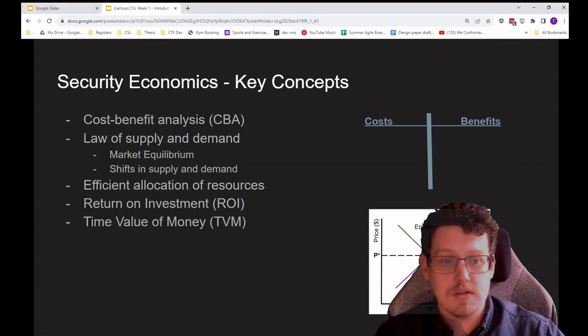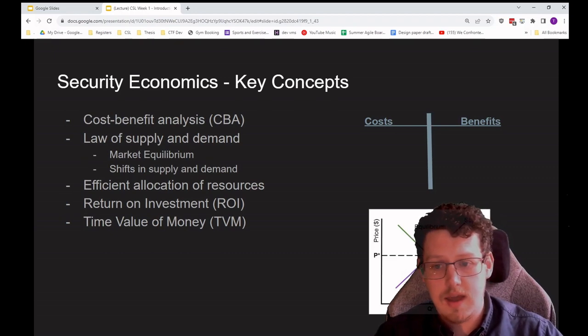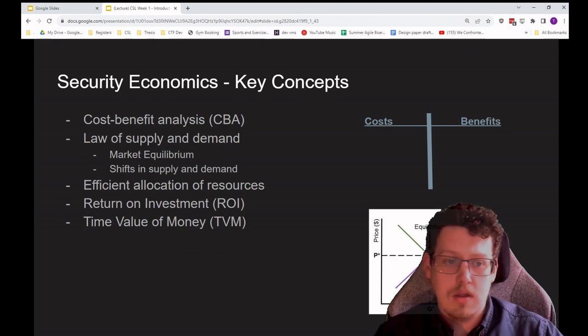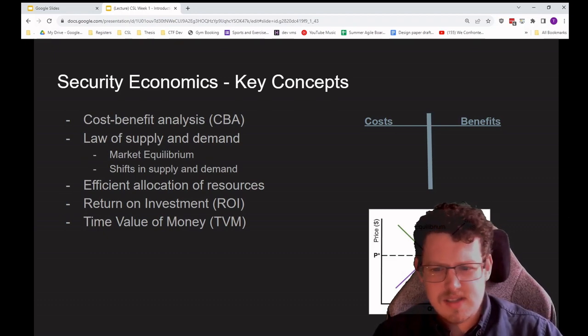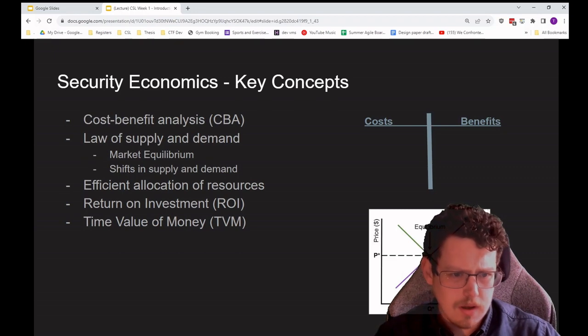So, time value of money. This is the last one here. This one's related to the idea that any given sum of money is worth more now than it is in the future. There are a couple of reasons for this, but the most obvious one is the idea of inflation.